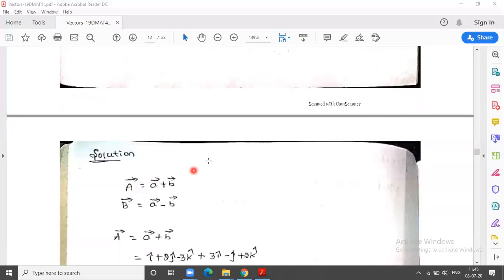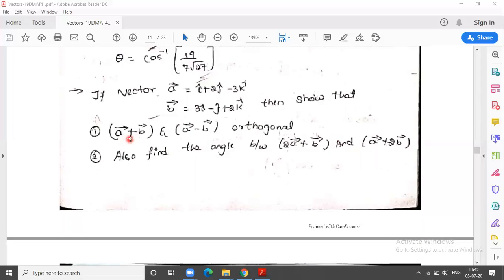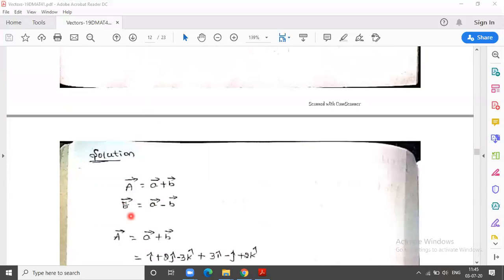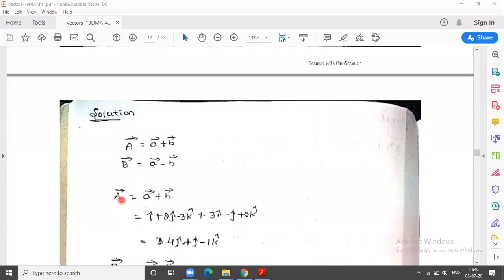So now, just for the sake of simplification, I will take vector A plus vector B as another vector C, or anything you may take. I will indicate it by capital letter A, and the other one, vector A minus B, by capital letter B. So now you have to find out vector A plus B, that is capital letter A. Vector A is i plus 2j minus 3k and vector B is 3i minus j plus 2k.